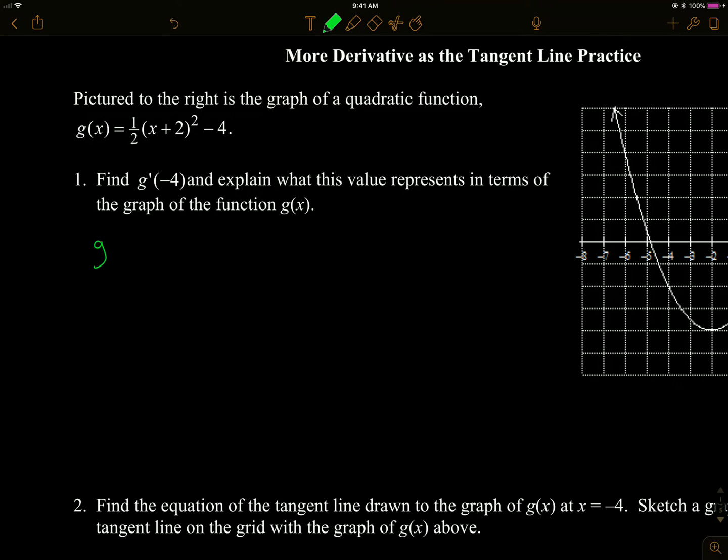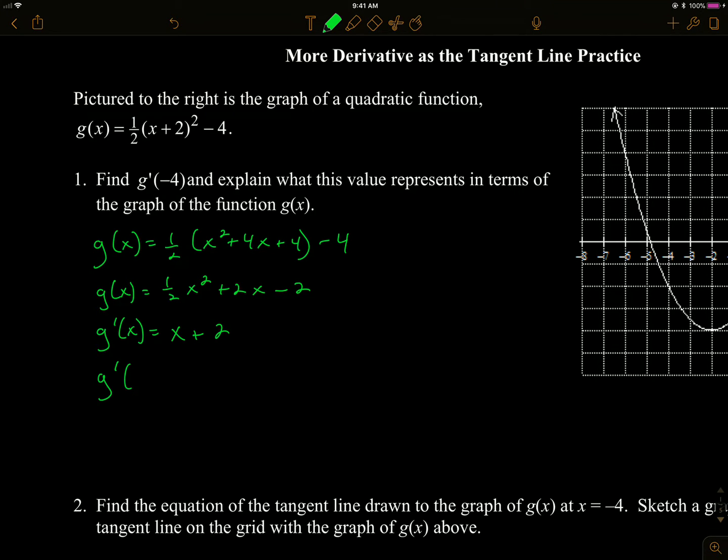So we have g of x. We're going to rewrite it. So I need to multiply or square the x plus 2. Then I need to multiply the 1/2 into that. And then I get plus 2 minus 4, so it becomes -2. So then the derivative is x plus 2, so g prime of -4 is -4 plus 2, so we get -2.